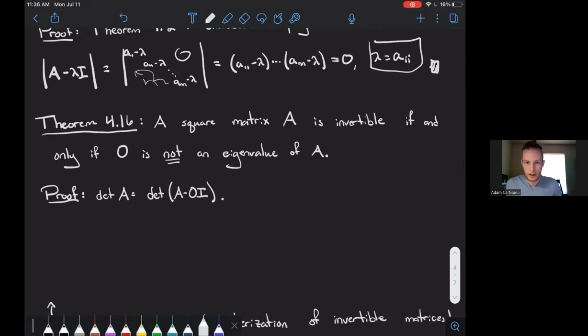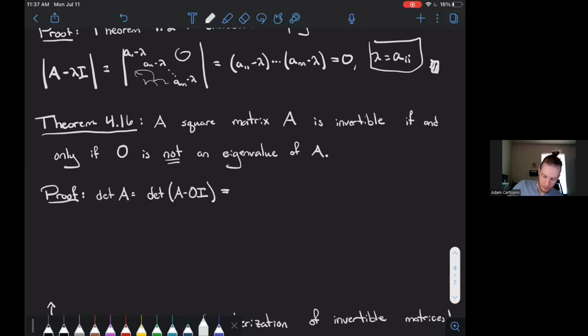In the last video, we saw that a matrix is invertible if and only if its determinant is non-zero. Well, here we're going to say that a square matrix is invertible if and only if 0 is not one of its eigenvalues. Well, how do we go about proving that? Take the determinant of A. Okay, well, the determinant of A is precisely the determinant of A minus 0I.